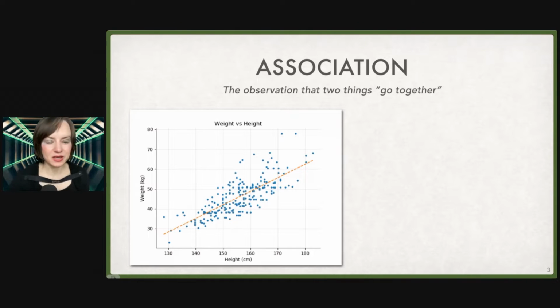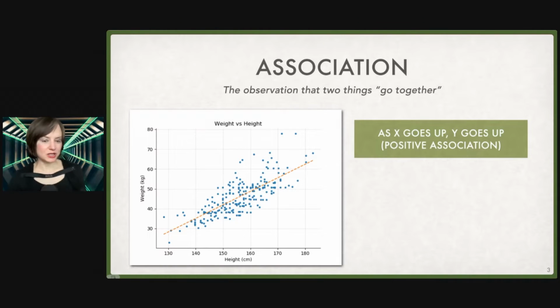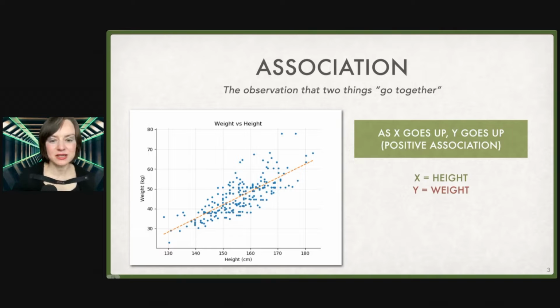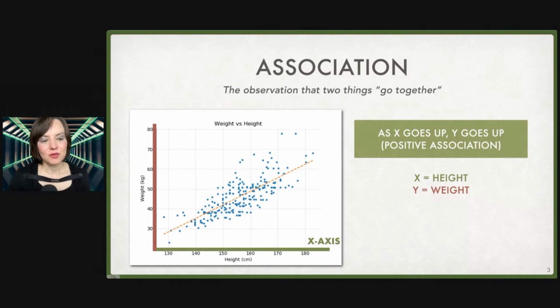Classic example of association, weight versus height. In this particular case, we have a positive association between X and Y. As height increases, weight increases, and vice versa. X is the height variable. If you're super brand new, the x-axis is the horizontal one. So the x-axis is height. The vertical axis, Y, is weight. And we are plotting the weights and heights of individual people, or it could be weights and heights of other things, and comparing how they go together. And in this case, the higher the height, the higher the weight, and vice versa.